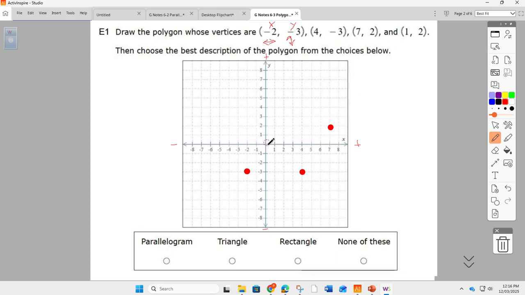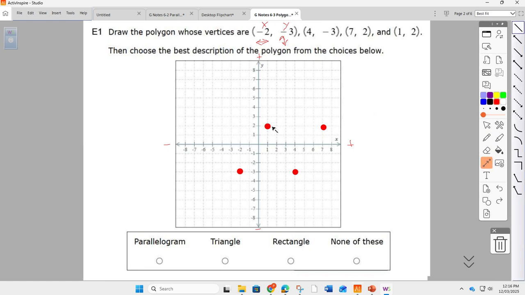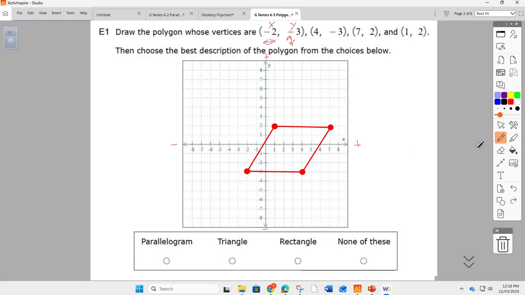1, 2. Go back to the beginning. Go right 1. Up 1, 2. If I connect my dots, it very much looks like a parallelogram, but remember we can't go by that, right?